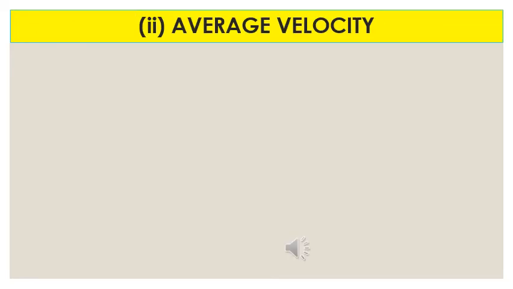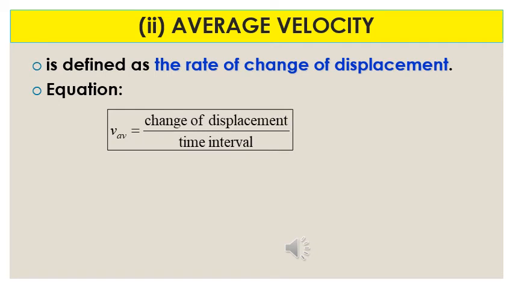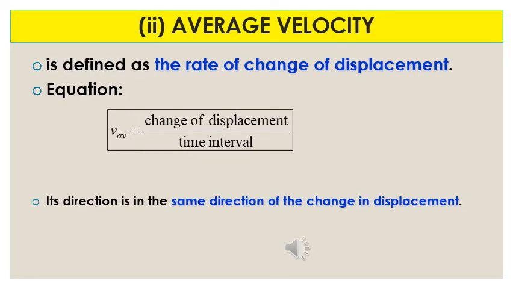Average velocity. Average velocity is defined as the rate of change of displacement. Mathematically, average velocity is the change of displacement over time interval. The direction of velocity is in the same direction as the change in displacement.